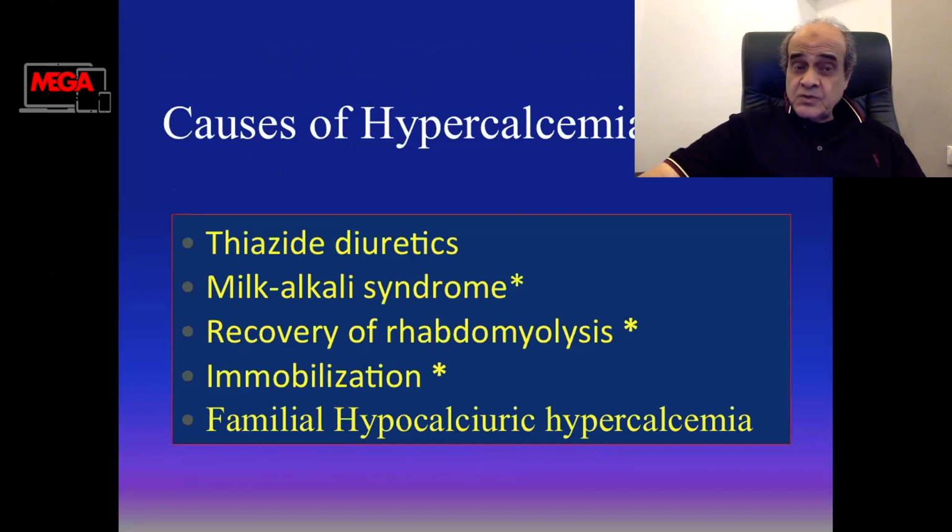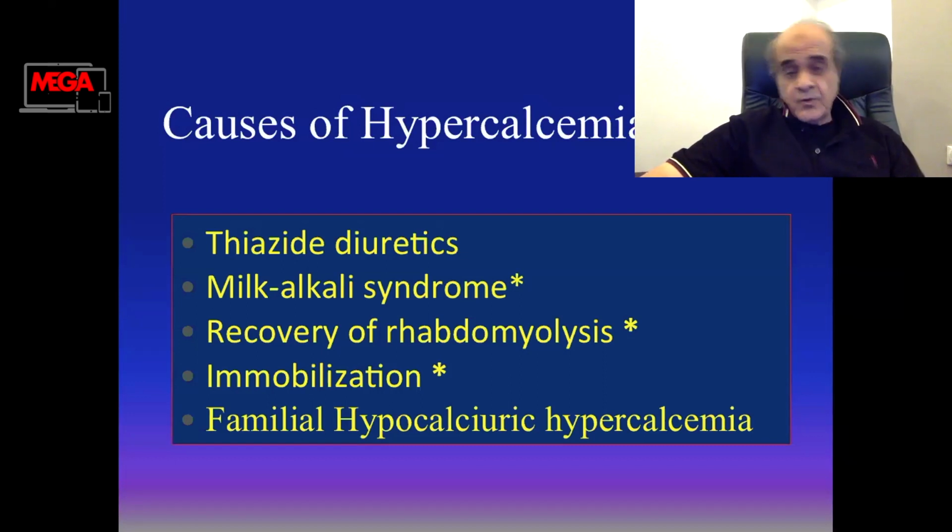Thiazide diuretics also, or milk alkali syndrome, and we don't forget this patient is taking some calcium carbonate. He is suffering from reflux, and I think he is suffering from heartburn, and so maybe milk alkali syndrome. Maybe recovery from rhabdomyolysis or immobilization in ICU, common to see hypercalcemia in our patients due to immobilization, or familial hypocalciuric hypercalcemia. You find low calcium in urine and high serum calcium.